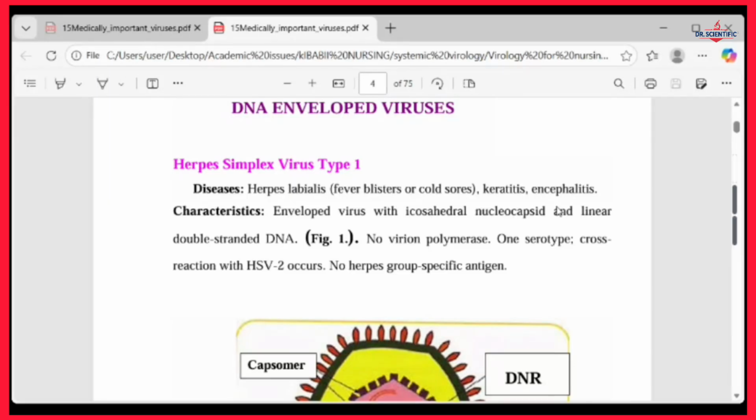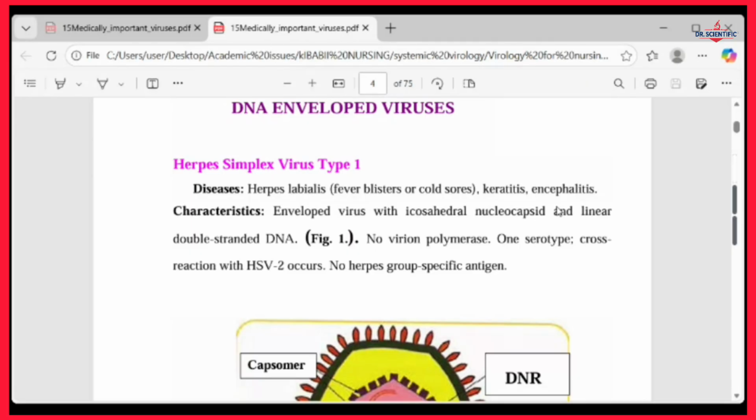It can also cause encephalitis, inflammation of the brain, after this virus has traveled through the nervous system up to the brain. It can cause brain inflammation, that is encephalitis.